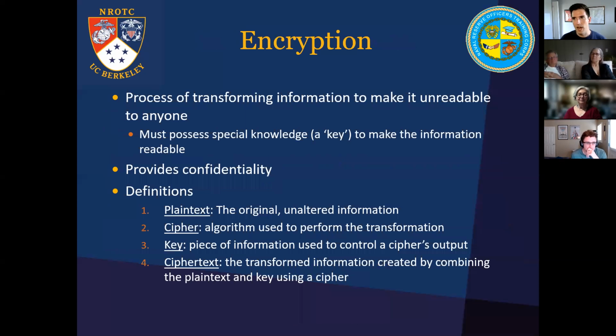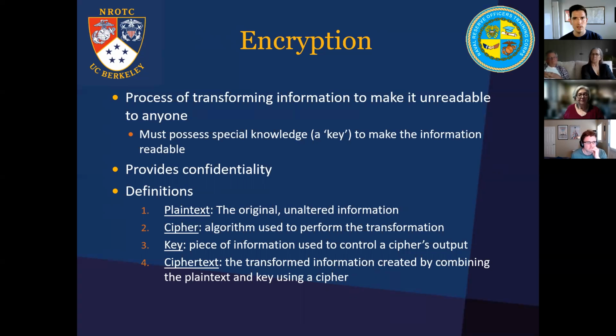So overall, the idea of encryption is that we have some kind of process for transforming information to make it unreadable to anyone, not just our intended recipient. So we want to make it completely unreadable unless we apply some kind of special knowledge, also known as a key, to make it readable again. So this provides confidentiality. And in order to get into the meat of it here, we have to understand a couple of definitions.